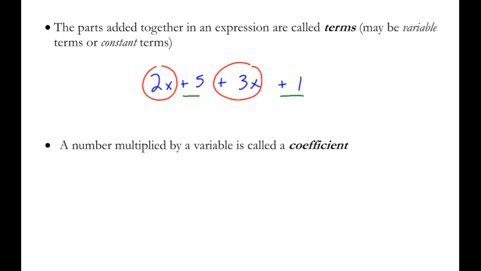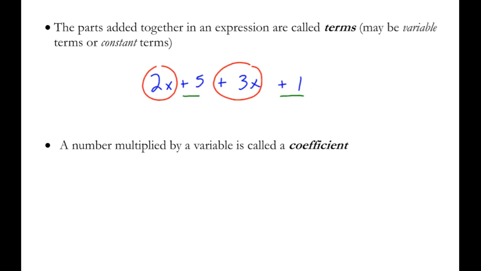The parts that we added together in that expression were called terms. You could have variable terms or constant terms. So this is like if you have 2x plus 5 plus 3x plus 1. The 2x and the 3x are called variable terms because they have a variable in them. And the 5 and the 1 are called constant terms because they're constant. They don't have variables, they never change. The like terms here are the 2x and the 3x. The 5 and the 1 are also considered like terms.